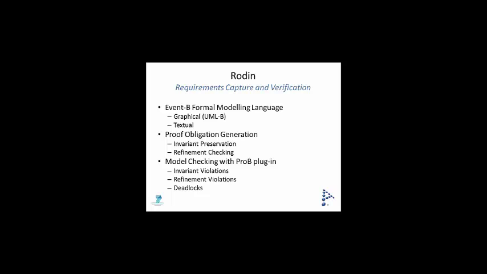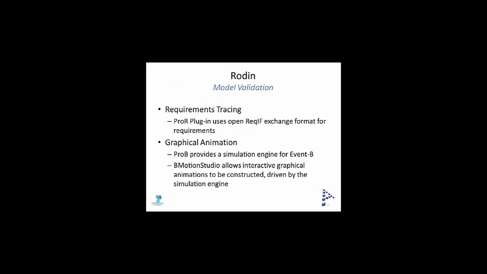We can also check for deadlocks. In proof, typically it is not so amenable to dealing with deadlocks, but model checking can be. What I will talk about is you can actually do deadlocks at the proof level as well. Okay, so that's capture and verification.